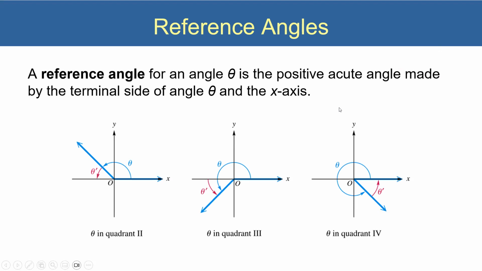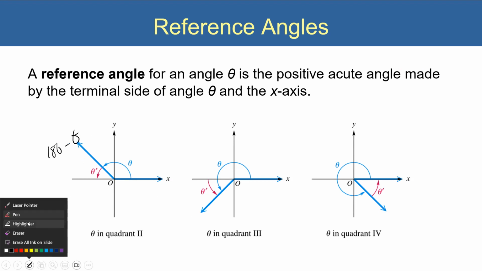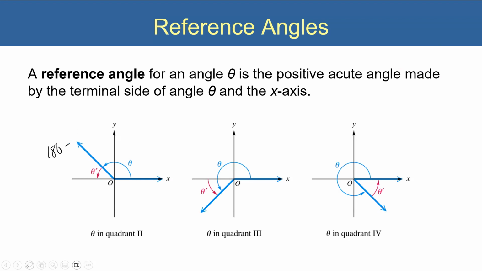So first up, we're gonna talk about a reference angle. A reference angle for any angle is the positive acute angle made by the terminal side of angle theta and the x-axis. So when you're trying to find your reference angle, it depends on where it falls. If it falls in quadrant 2, to find the reference angle, it's going to be 180 minus whatever the theta is, okay?